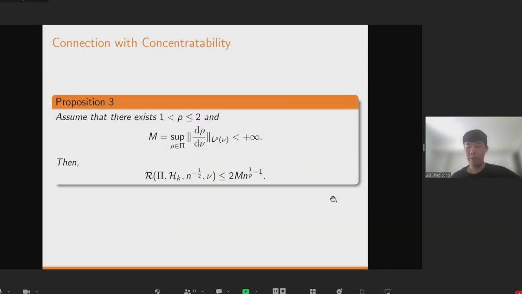Finally, we discuss some properties of the perturbational response and perturbational complexity and applications of our results. If we can find a distribution mu such that the derivatives of all distributions in pi with respect to mu have a uniformly bounded L^p norm, then the corresponding perturbational complexity or perturbational response decays fast. This is called the concentration coefficient assumption in the literature of learning theory. Hence, under such an assumption, we can recover the common results in the literature through our upper bound.